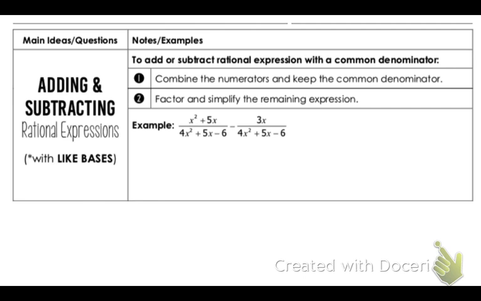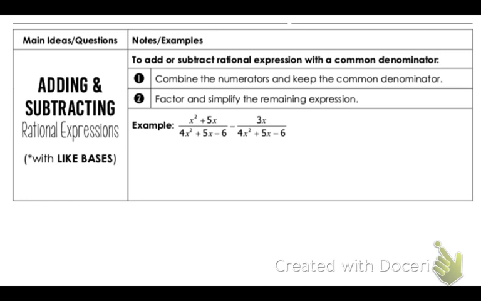So if I have x squared plus 5x over 4x squared plus 5x minus 6, minus 3x over 4x squared plus 5x minus 6. Notice how your denominators are the same. Okay, so you have common denominators, so they're telling you to combine the numerators. So combine your numerators and keep the common denominator. Factor and simplify the remaining expression if possible and if needed.